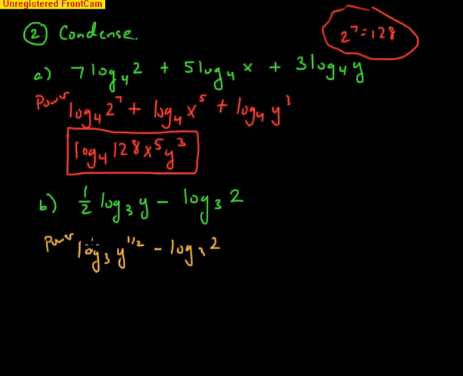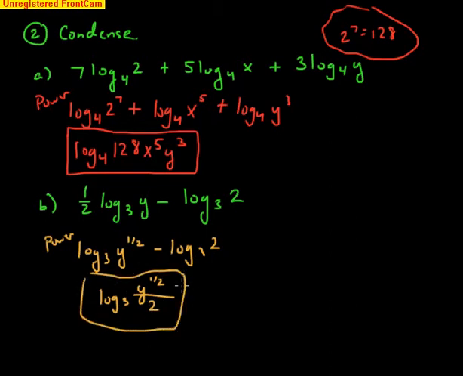And now, if it has a plus sign, it goes up top. If it has a minus sign, it goes on the bottom. Log base 3 of y to the 1/2 is up top. And then the 2 has a minus sign over 2. And this is the final answer. That's using the quotient property. The minus makes you go to the bottom.